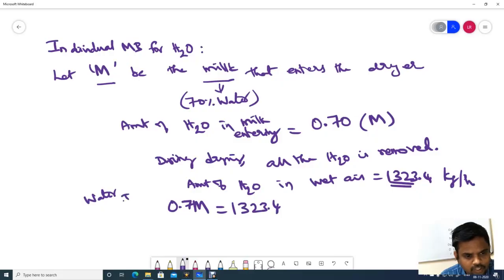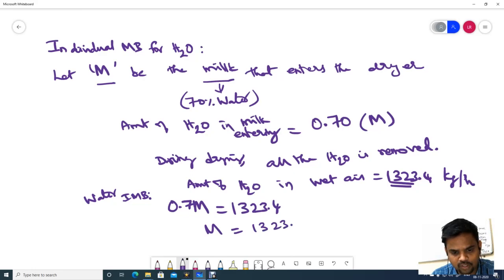That is the individual balance for water. The milk that is entering has 70% water, and all of that water is carried away by the air. Remember, air is entering without any water, therefore whatever water is carried away is only taken from the milk. By making that individual material balance, we get the M value: M equals 1323.4 divided by 0.7. This is your calculator.